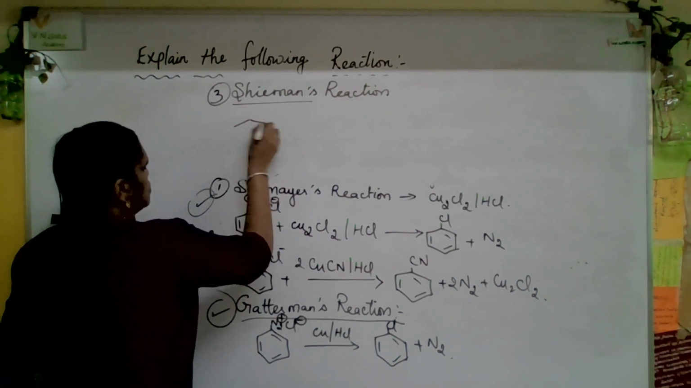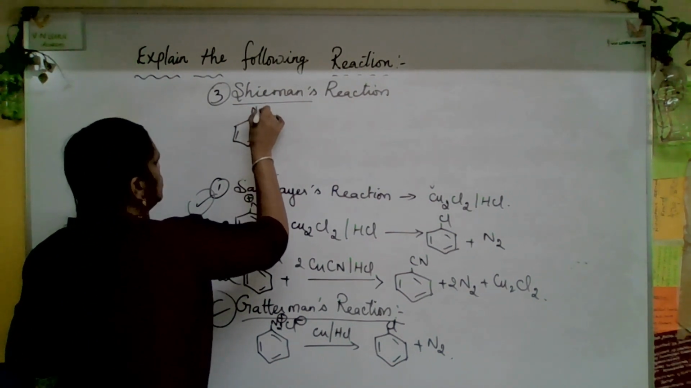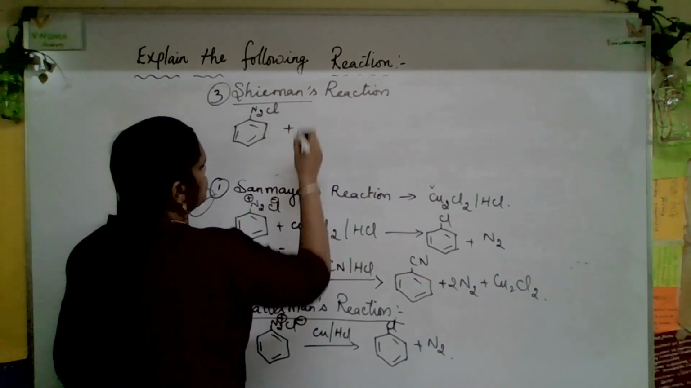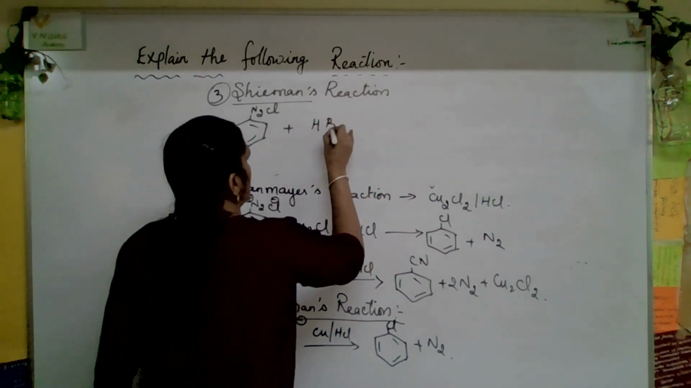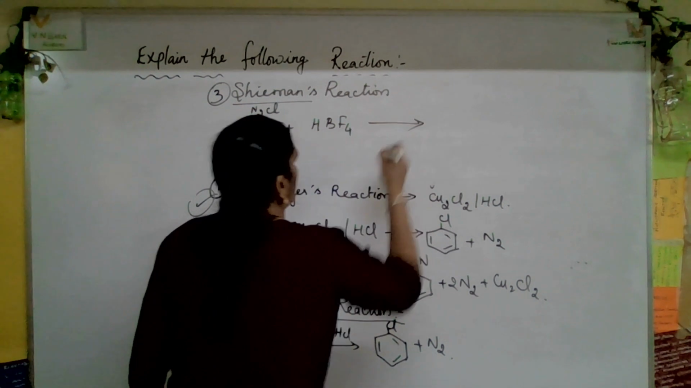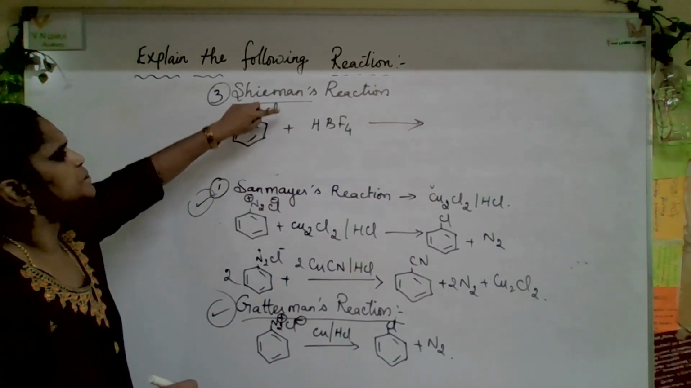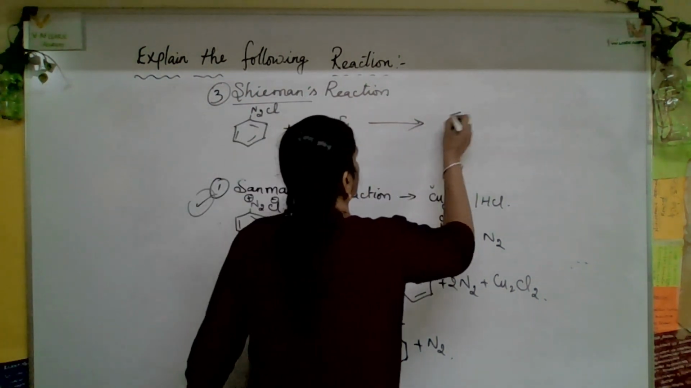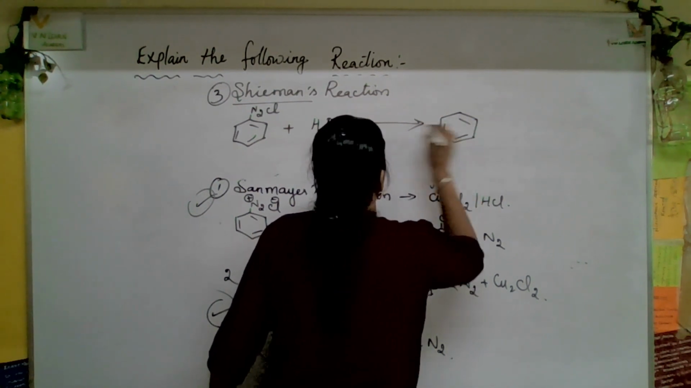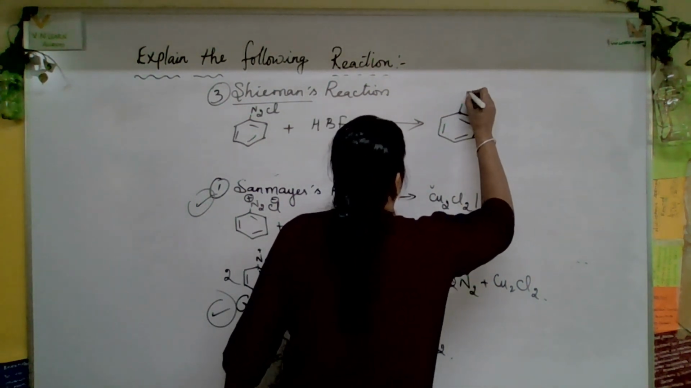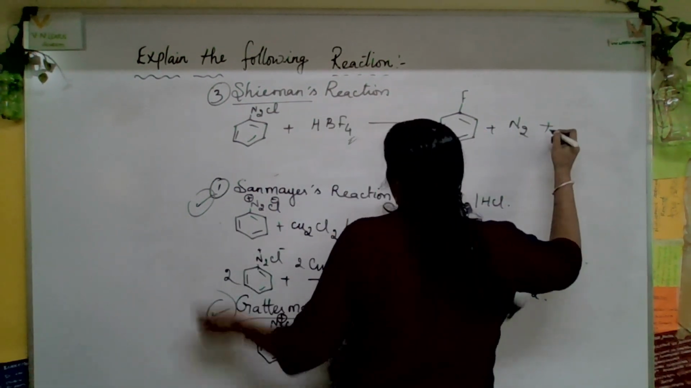Okay, now here also diazonium chloride, N2Cl, along with hydrofluoroboric acid, HBF4. Now what happened? This completely removes the diazo group, and you will get fluorobenzene. Here the fluoro compound is there, fluorobenzene. Then N2, it's natural, and here what you will get?